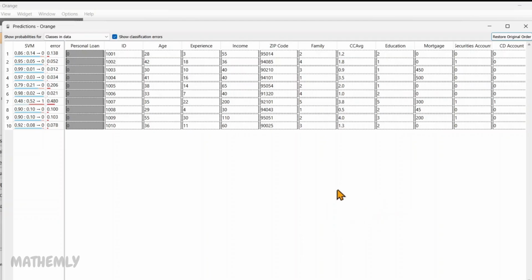Finally, I have used the prediction widget to compare the model's predictions with the actual values from the test dataset. The output displays the actual personal loan status from the dataset and the predicted value from the SVM model in the leftmost column.